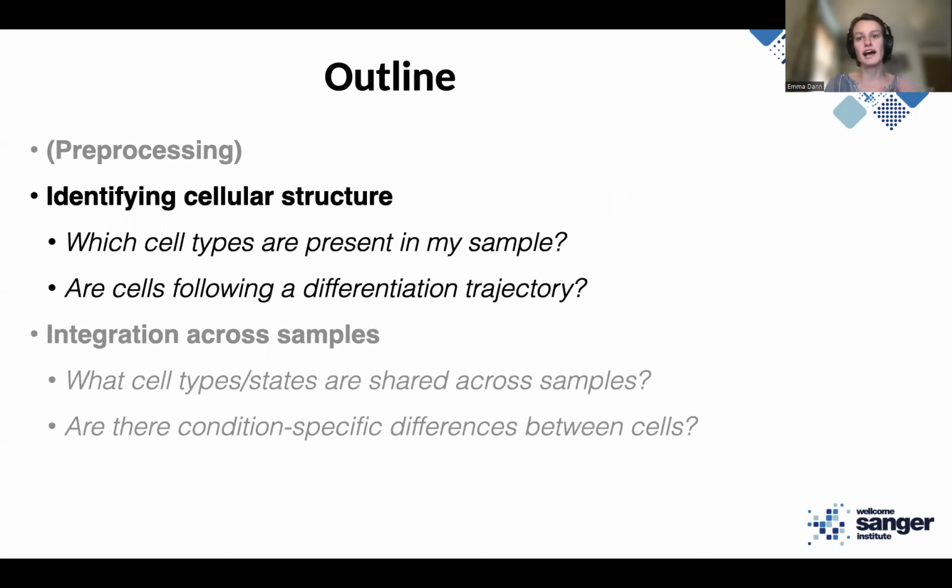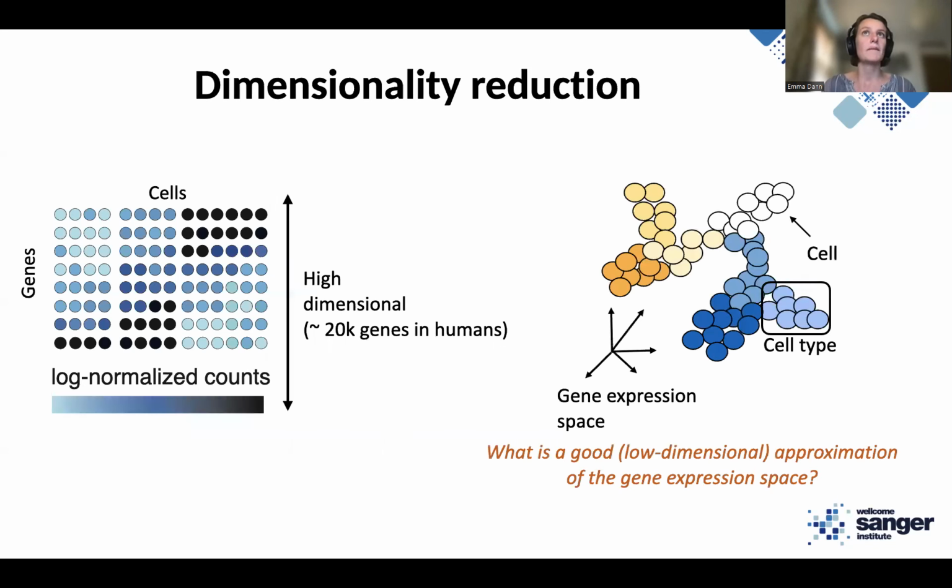At this point, we have essentially a usable data matrix where we've removed some artifacts, removed some technical differences between cells, and we can start looking at the fun questions. So how do we start identifying which groups of cells are present in my sample? And the main point of this analysis is to do some sort of dimensionality reduction.